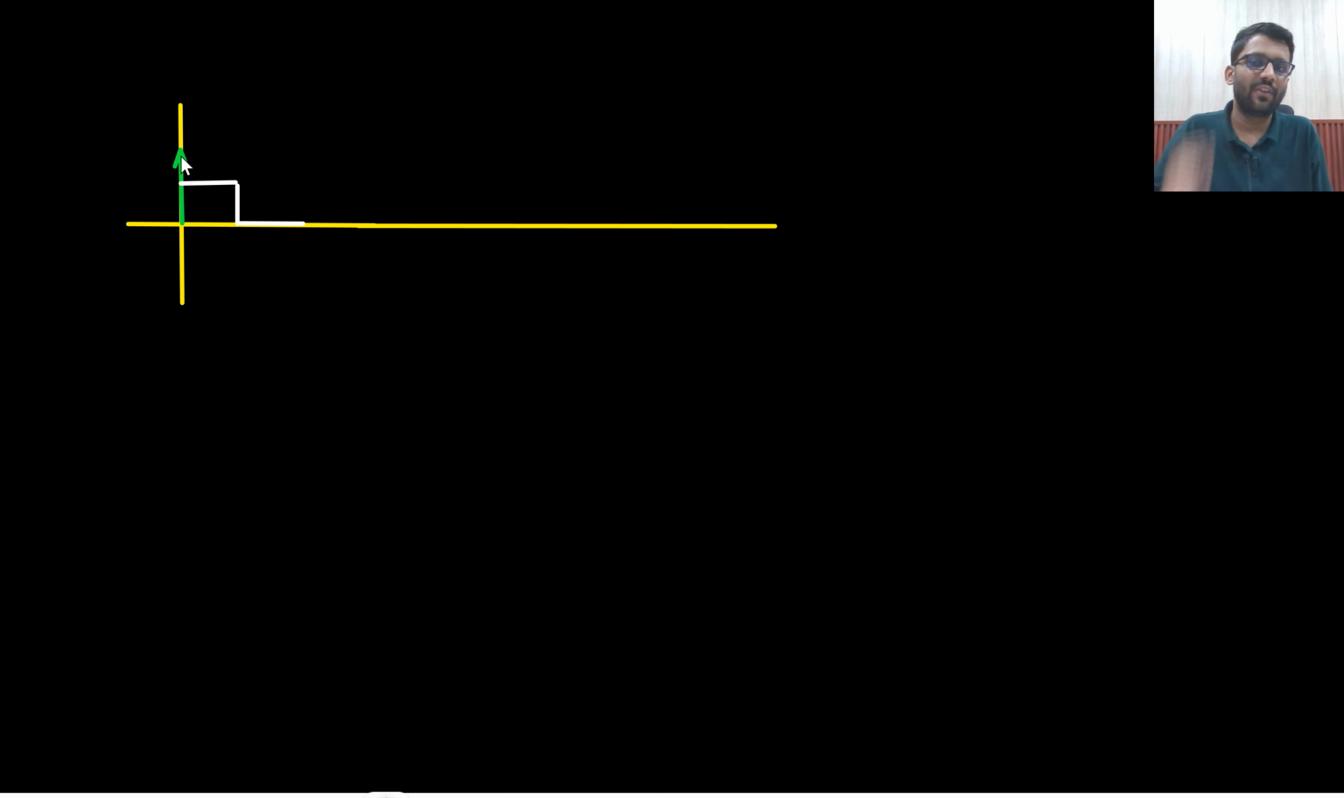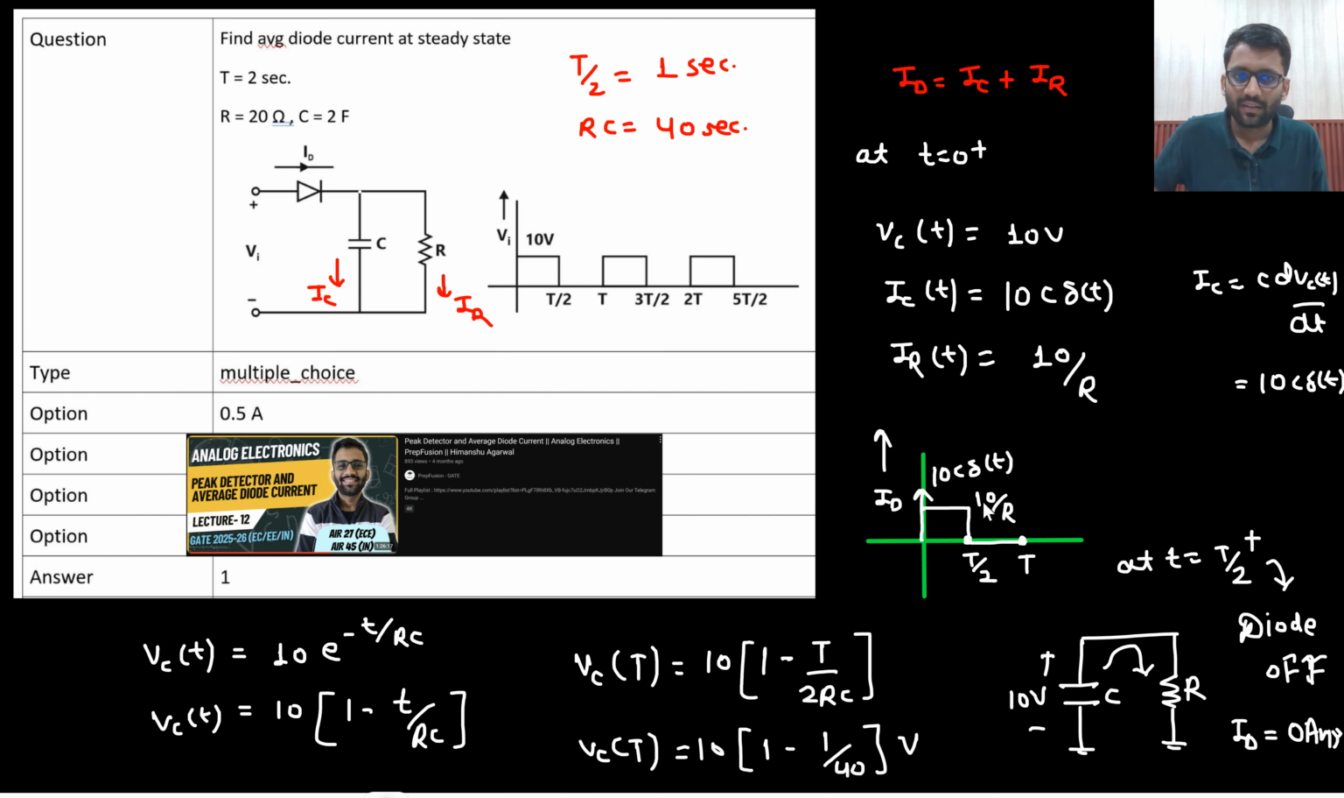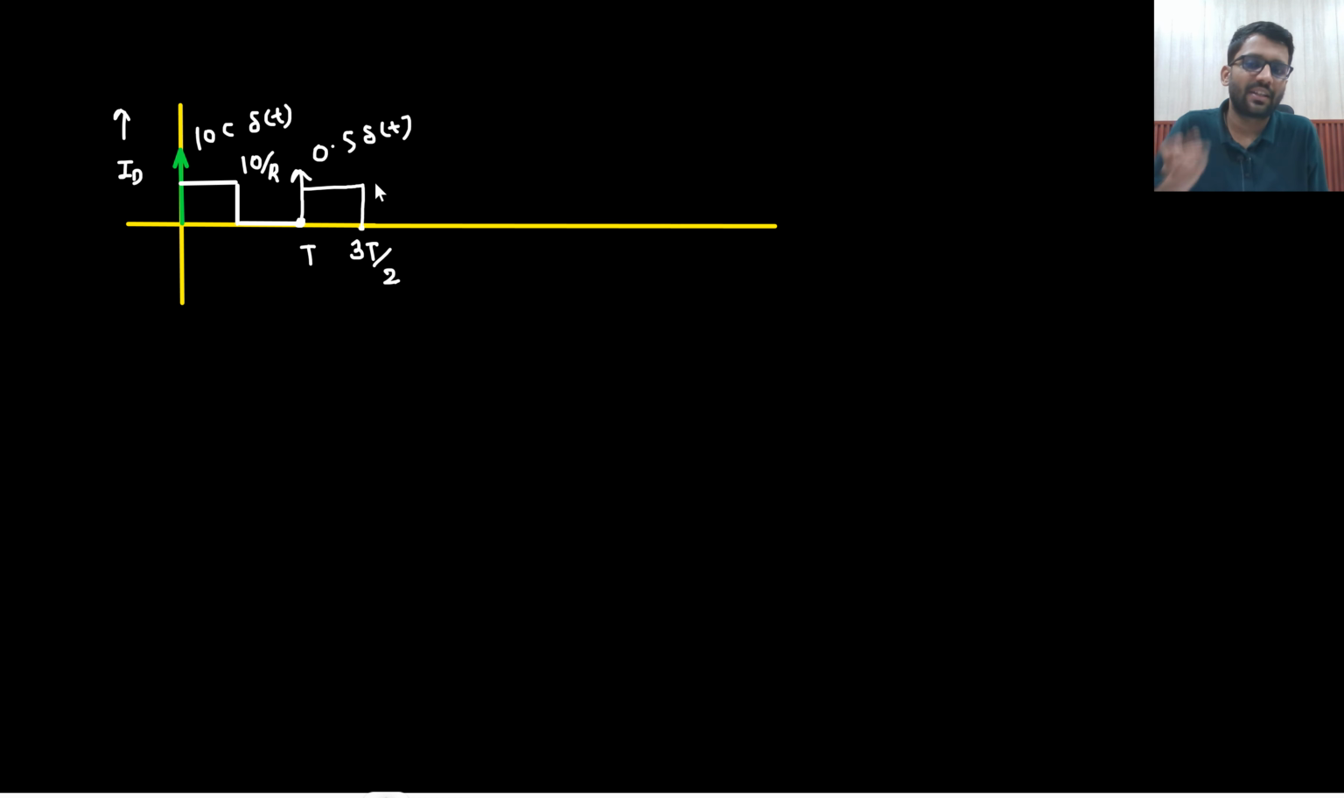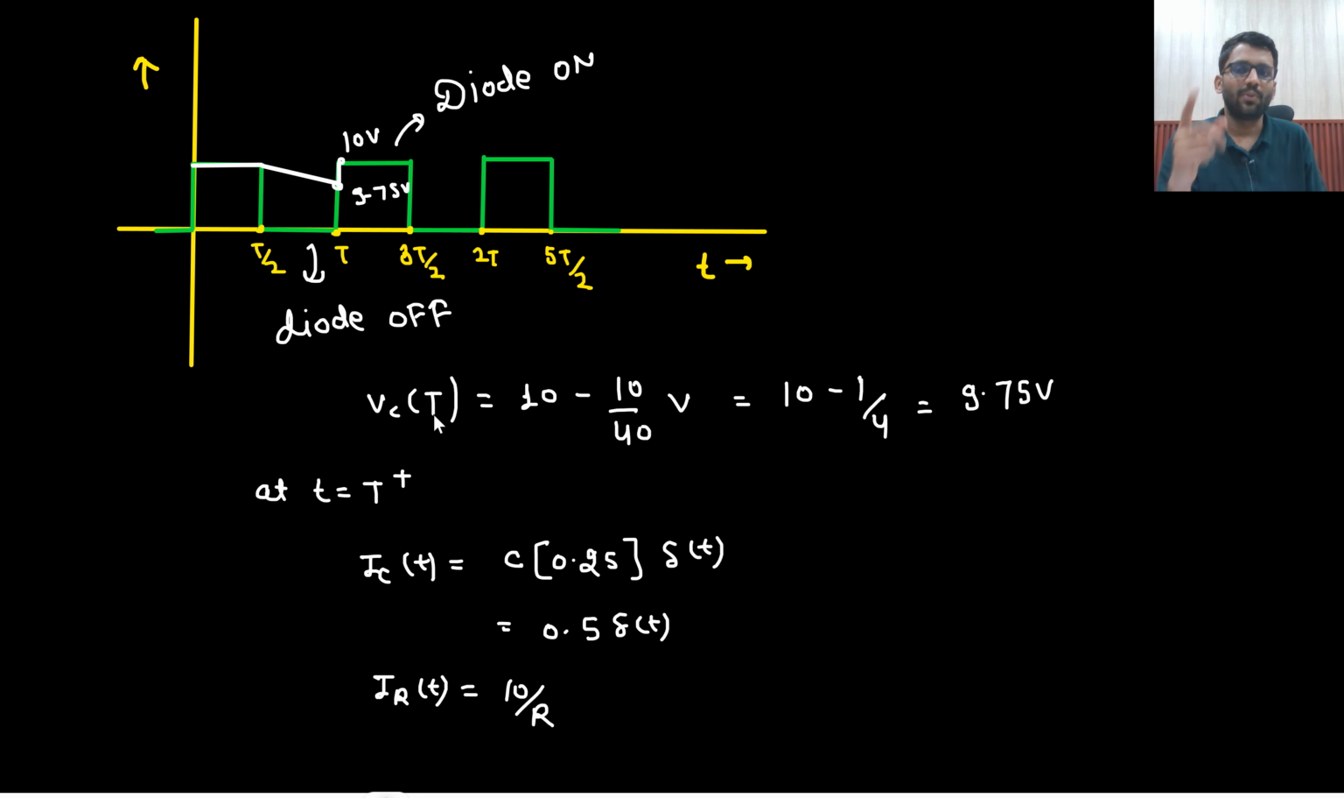Okay. So how will the waveform go? Initially, if I was drawing the diode current, this was my diode current. So this was my 10 C by delta t and this was 10 by R. Now at T by 2 plus, what is the impulse I am having? 0.5 by delta t. And what is the resistor current I am having? That is 10 by R. Then from 3T by 2 to 2T.